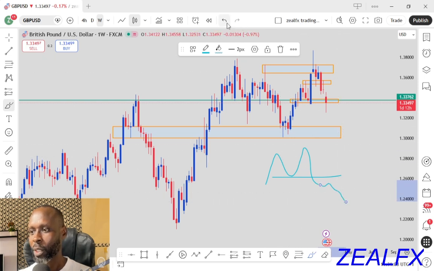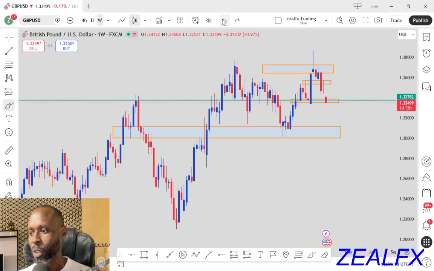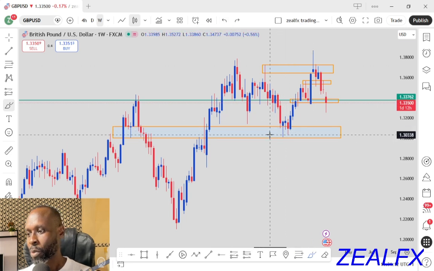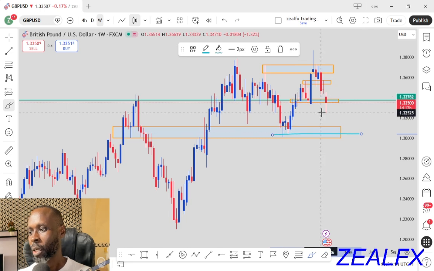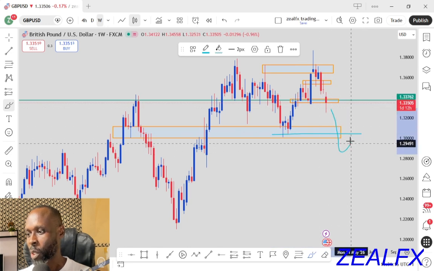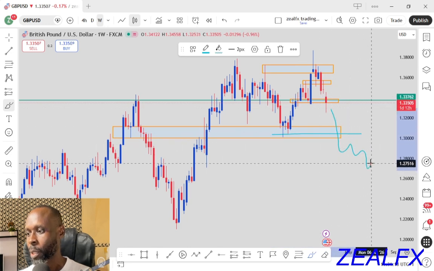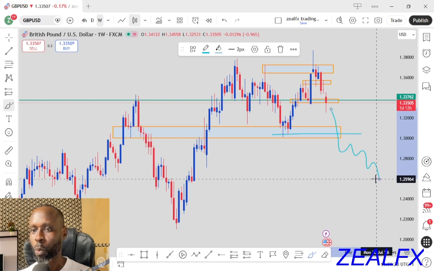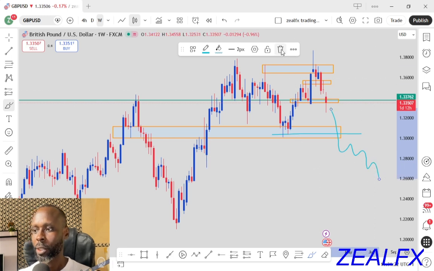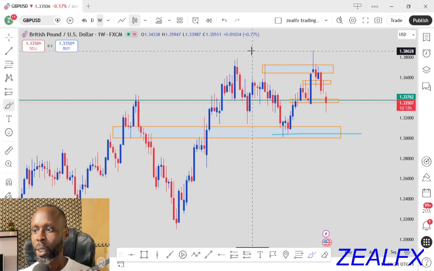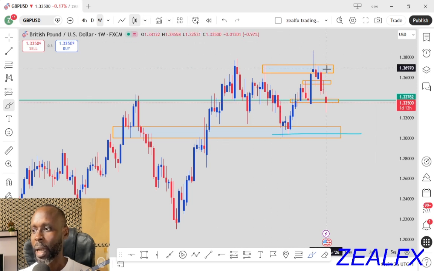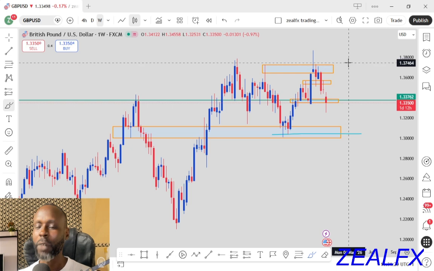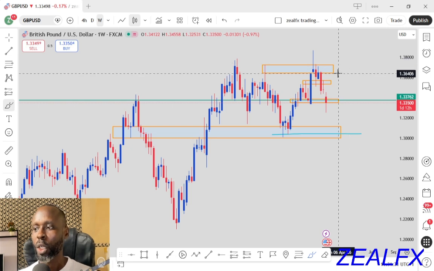So long as we have this double top currently on the Pound USD, we need price to break below this level on the weekly chart. We expect price to come below this level, then we can start looking for more selling pressure for price to continue to push lower for the Pound USD to the downside. So let's look at the DXY to confirm if the dollar is truly strong enough to push the Pound USD to the downside.